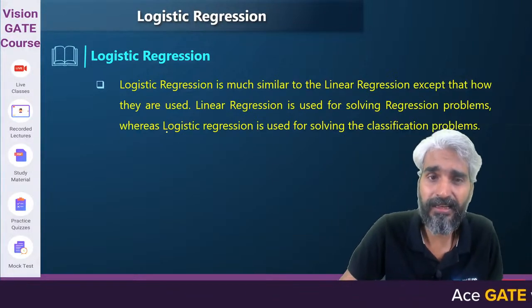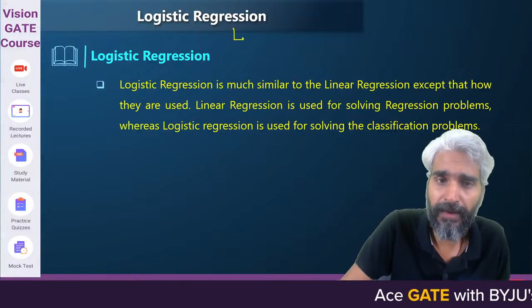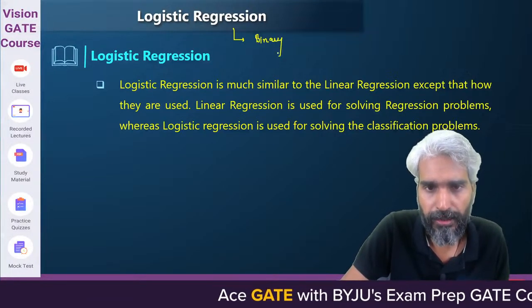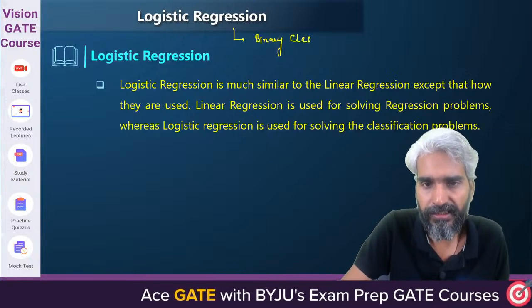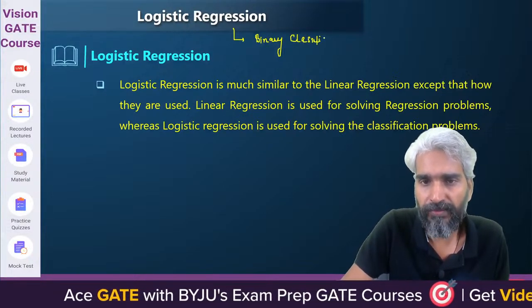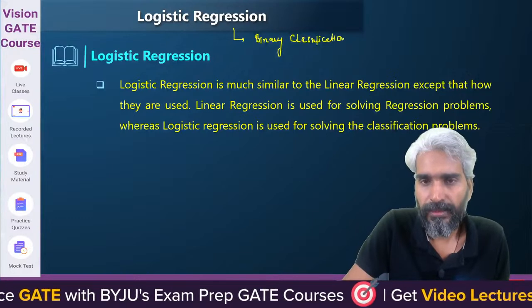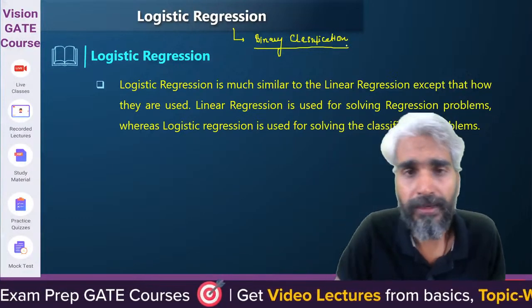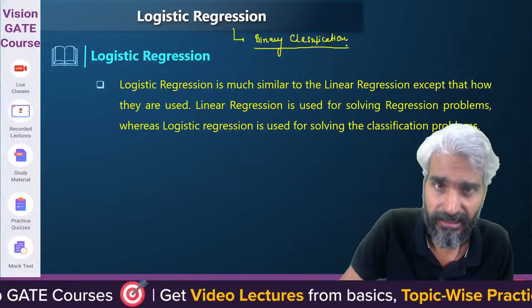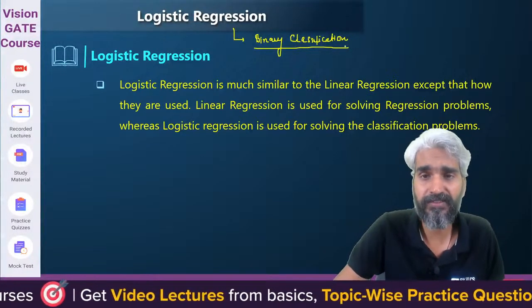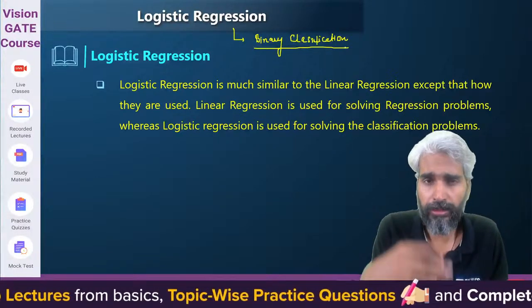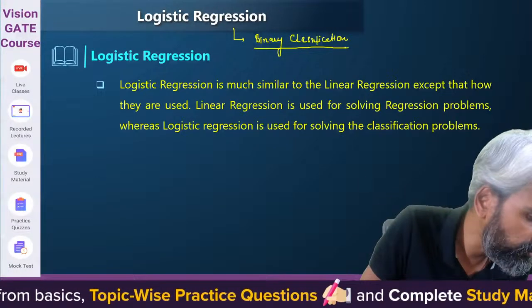Generally, logistic regression is used for binary classification. Generally, I am talking generally. It is best suited for binary classification, but with some modifications, the logistic regression algorithm can also be used for multi-class classification. So what is binary classification? There will be only two classes: yes, no, true, false, 1, 0 type of scenario.